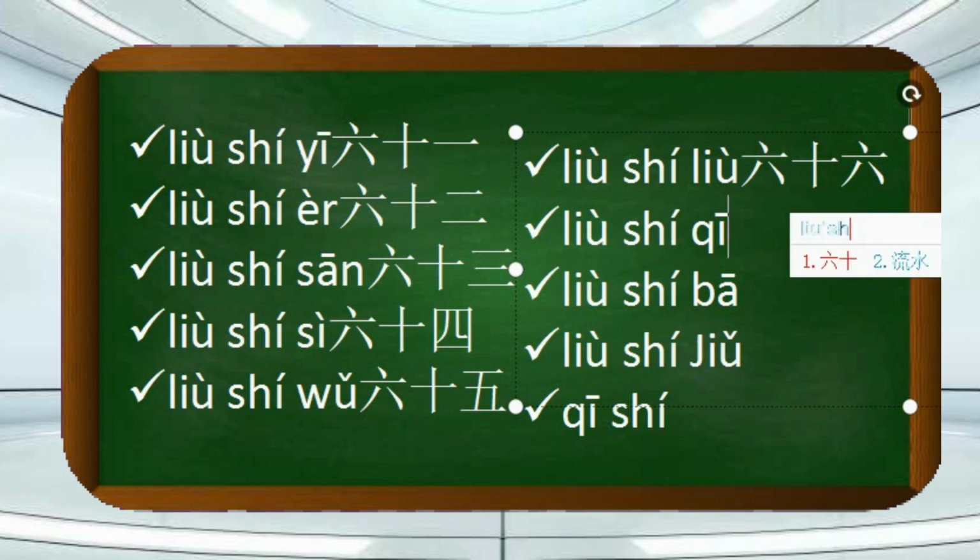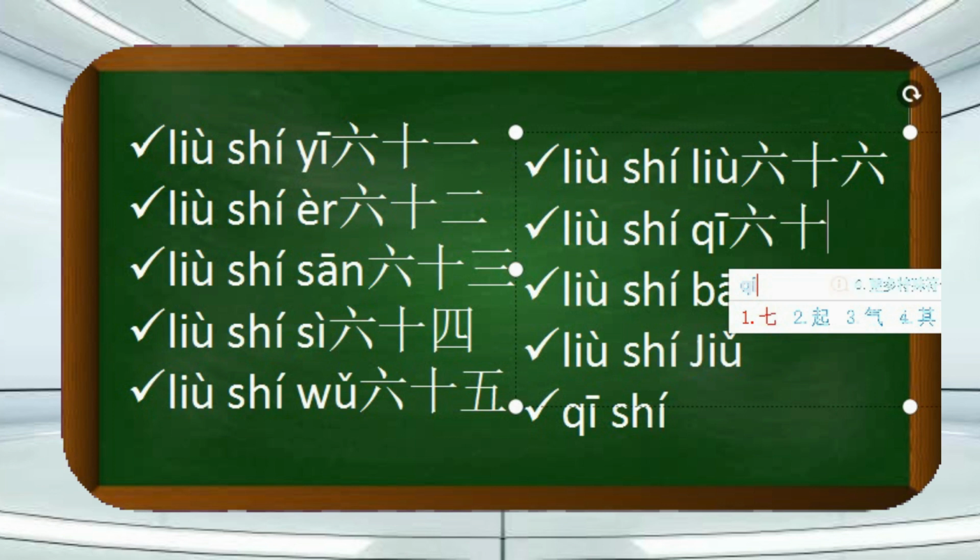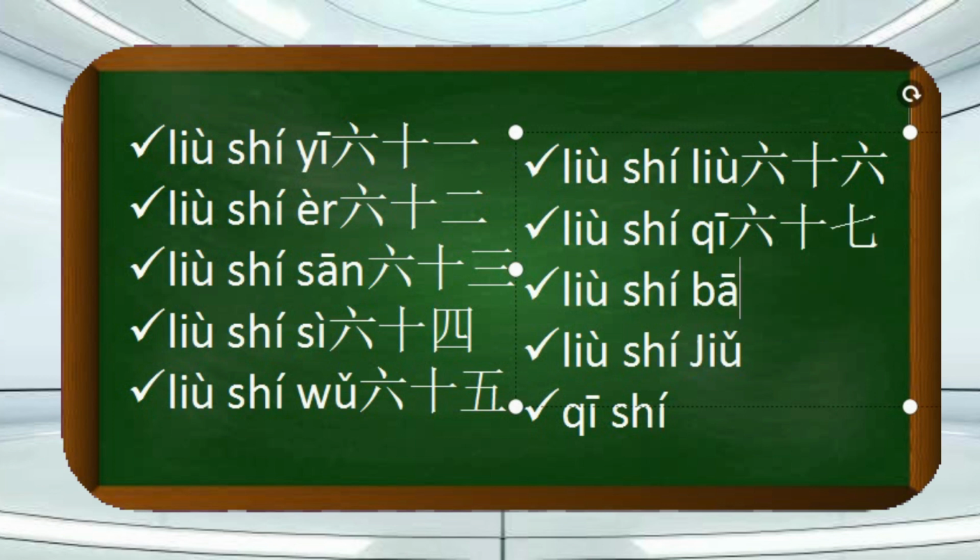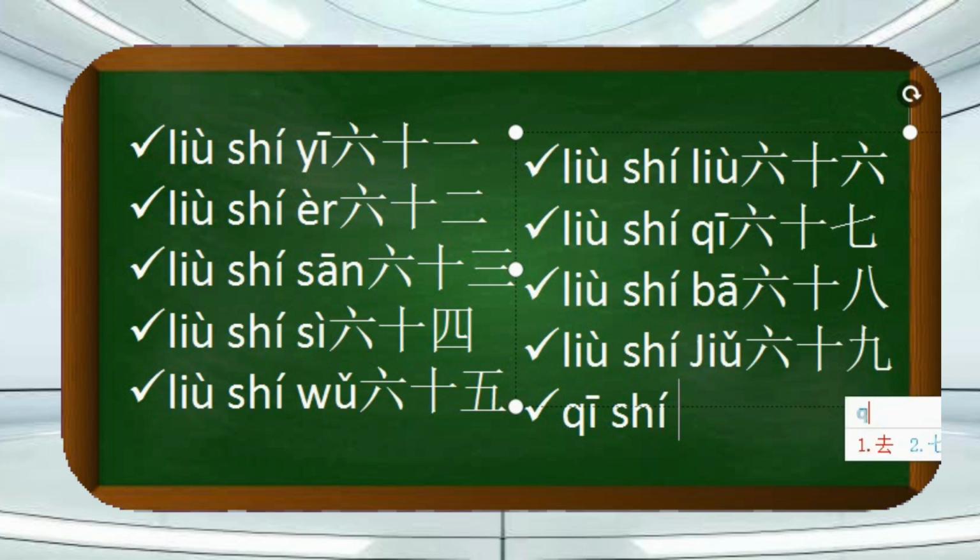67, 68, 69, and the last one is 70. Okay, 70, there is no character for 70. Okay, number 2 character 70. Okay, let's review it.